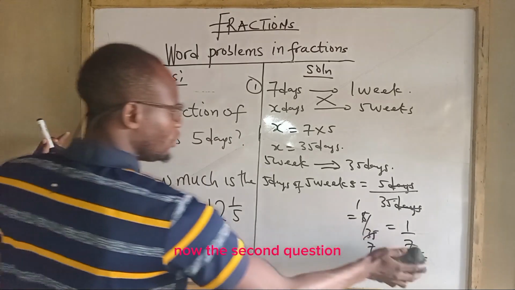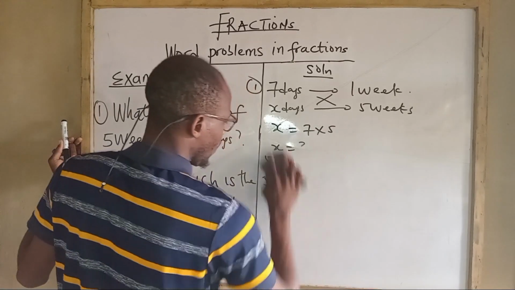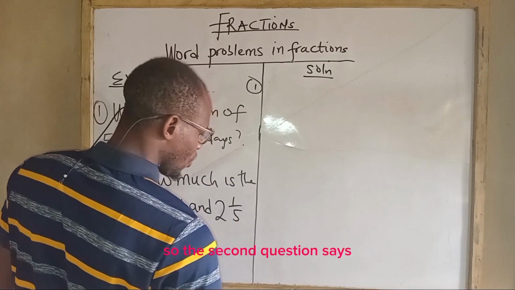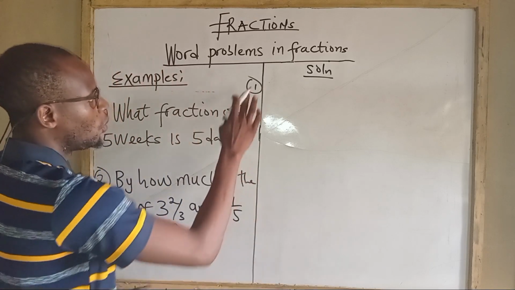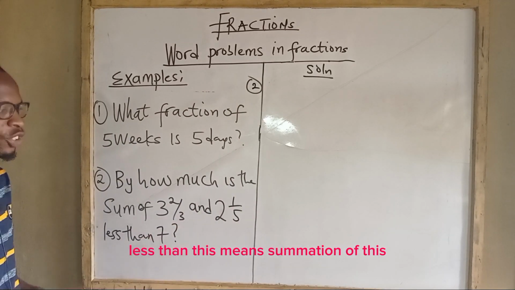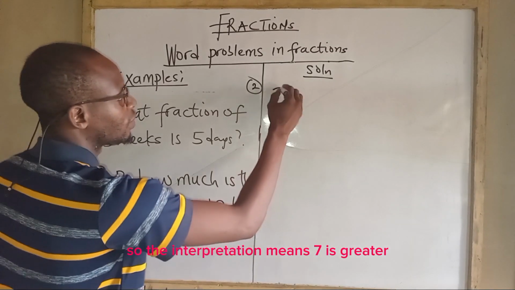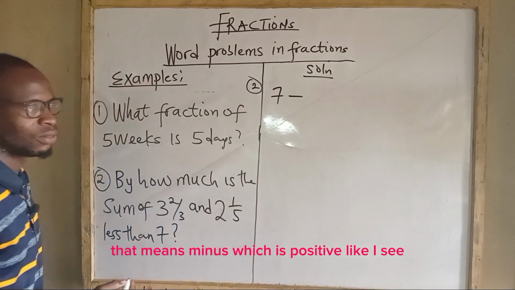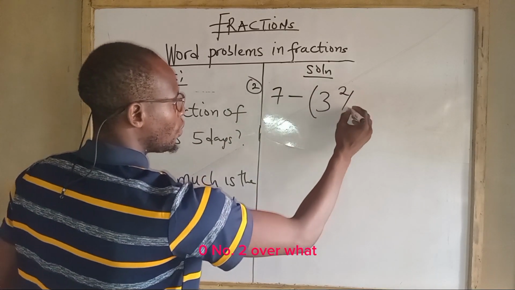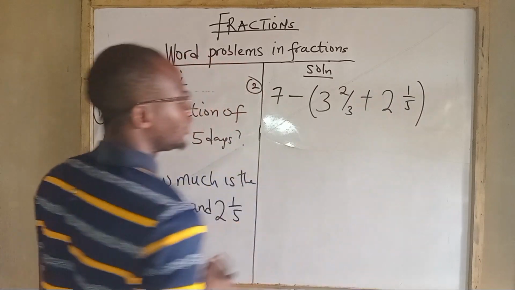Now the second question, I will also need to write here. You can pause the video and write this. So the second question says, by how much is the sum of this less than this? It means the sum of these, when you add them together, must be less than this value. So 7 is greater, that means we subtract, which is positive. Can you see? So the sum of 3 and 2/3 plus 2 and 1/5. So we can solve this.